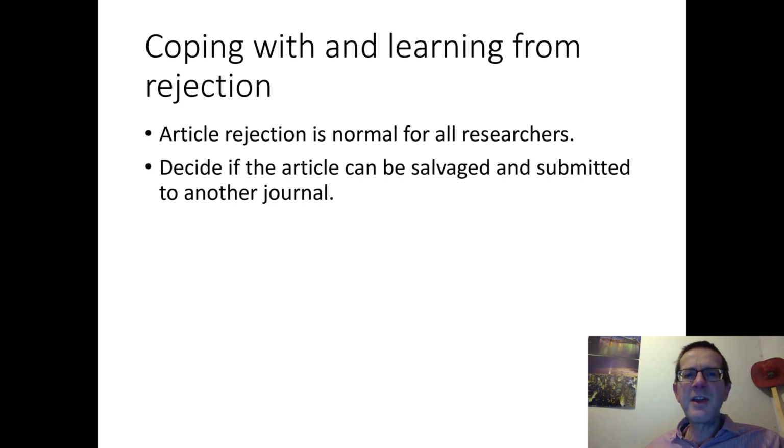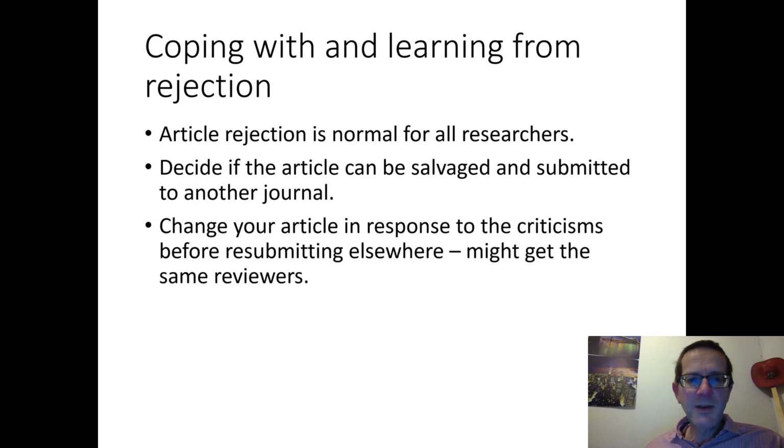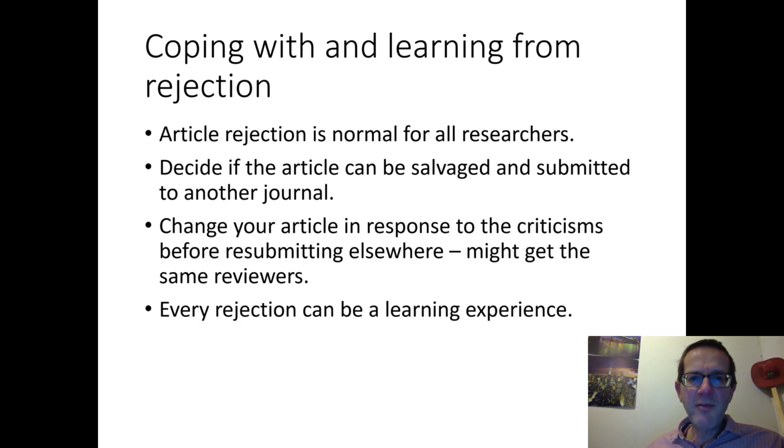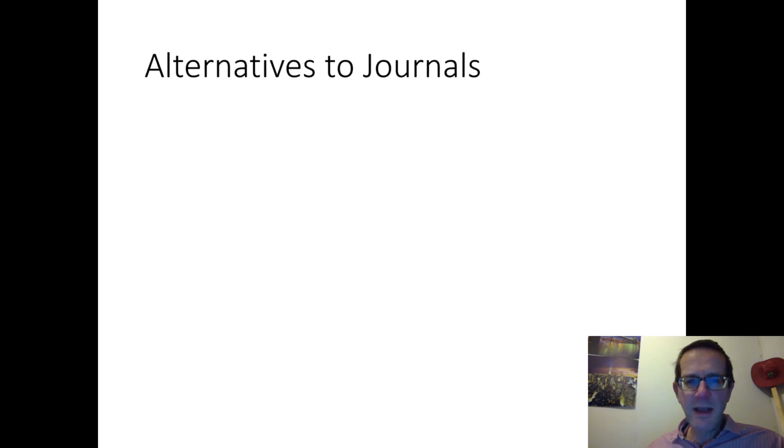For example, decide if the article can be salvaged and then submitted to another journal. Okay, so you get the reviewers' criticisms or the editor's explanation at least, and it's important to use those criticisms to improve the paper before you submit it elsewhere, because you might get the same reviewers, and anyway you want to make your paper better, and the criticisms can help you make it better. So every rejection can be a learning experience.